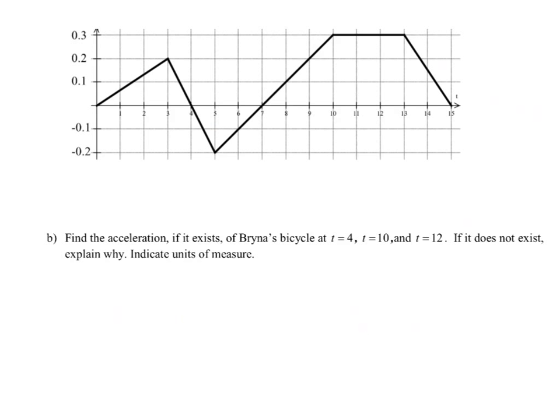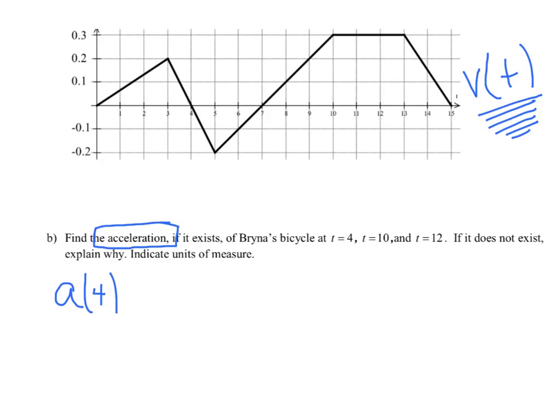All right, part B. Find the acceleration, if it exists, of Brina's bicycle at t equals 4, t equals 10, and t equals 12. If it does not exist, explain why and indicate the units of measure. Now I think this is fairly simple. Keep in mind you have velocity. You've got to remember who this is a graph about. That's why it's important to label it. The question wants to know about acceleration. So that's the first thing I'm highlighting. I need to know a of 4, a of 10, and a of 12.